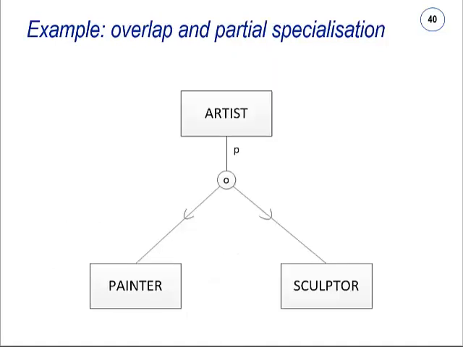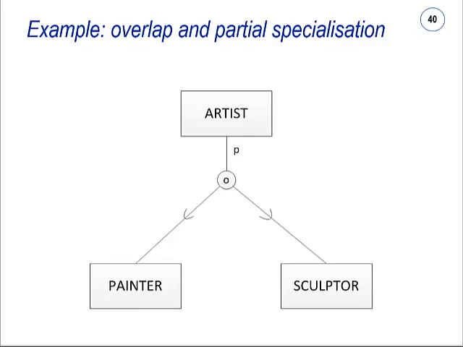Let's look at another example. Here you can see artist, which is being specialized into painter and sculptor. We always apply the is-a test to identify the subclass. A painter is an artist. This is correct. So painter is a subclass of artist. A sculptor is an artist. This is a correct statement. So sculptor is a subclass of artist. Artist can thus be specialized into painter and sculptor. Remember, specialization is top-down analysis. Generalization is the other way around. This is bottom-up synthesis.